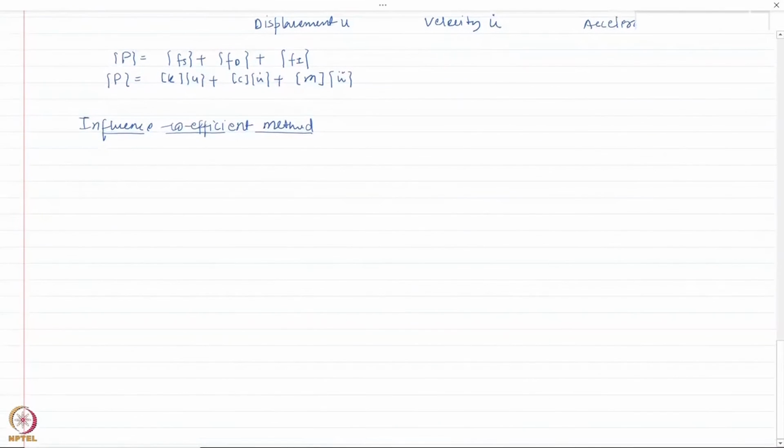Okay, remember that we are only considering linear systems. So for linear systems, the principle of superposition is also valid. Okay, so utilizing this principle of superposition and the influence coefficient method, we are going to find the equation of motion. Okay, and let us see how we do that.